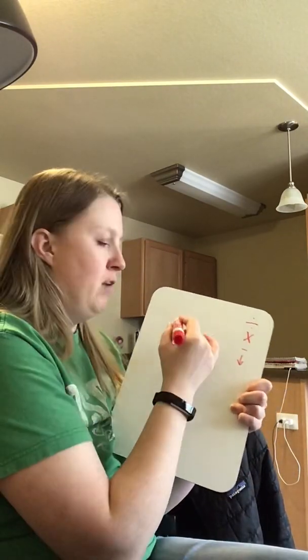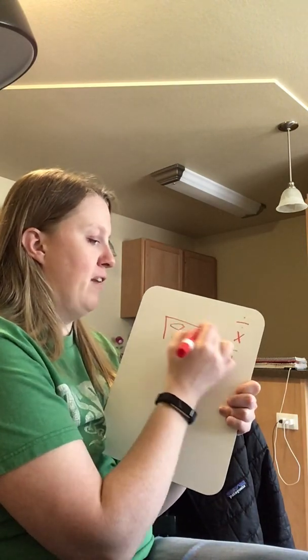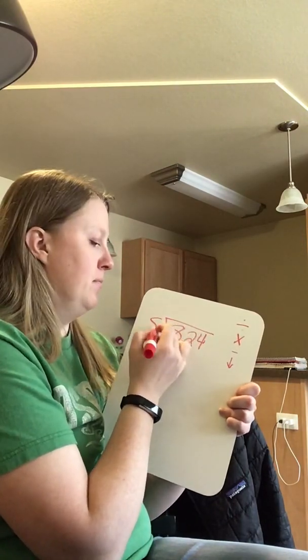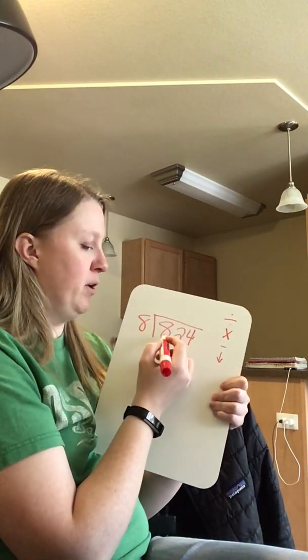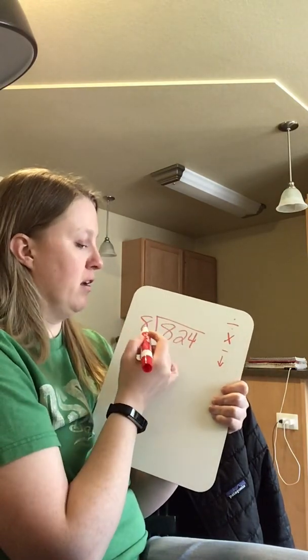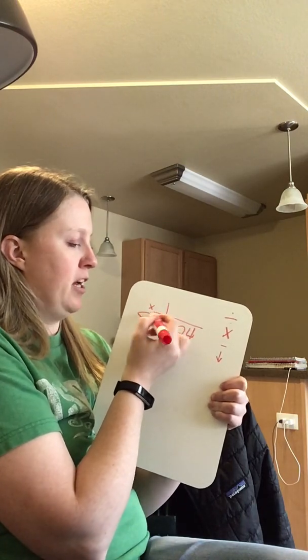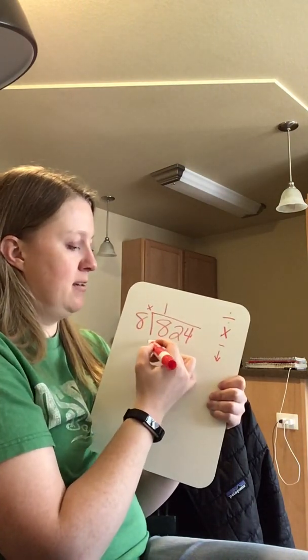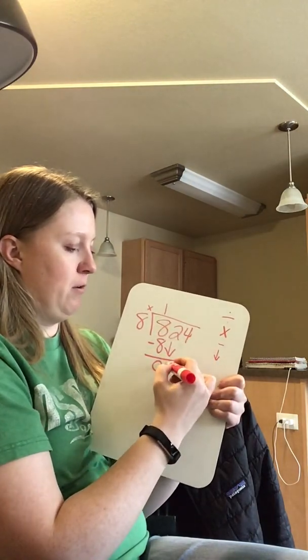Okay, so let's do 824. And let's divide it by 8. So we're going to start off just like we always do. How many times can 8 go into 8? In this case, it can. This number is not bigger than that number, so it'll work. 8 can go into 8 one time. 8 times 1 makes 8. Subtract, 0, bring down the 2.